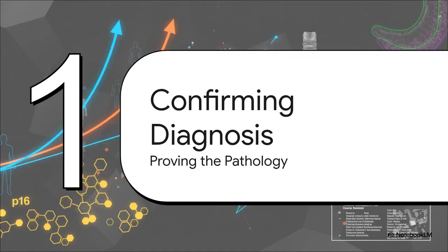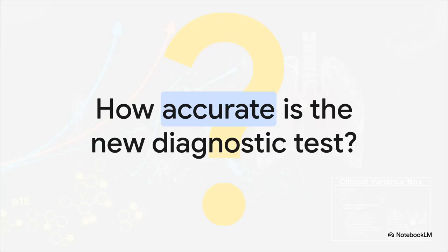Section 3. Confirming the diagnosis and proving the pathology. Once a patient screens positive, we have to lock in the diagnosis. Let's test this concept using a clinical trial that evaluates a novel diagnostic tool for Hodgkin's lymphoma, comparing it against the absolute gold standard, an excisional lymph node biopsy.